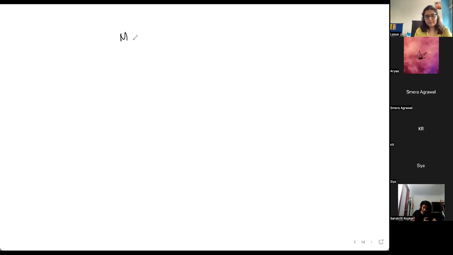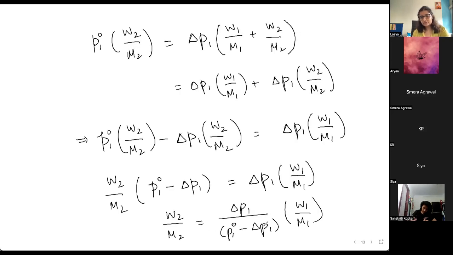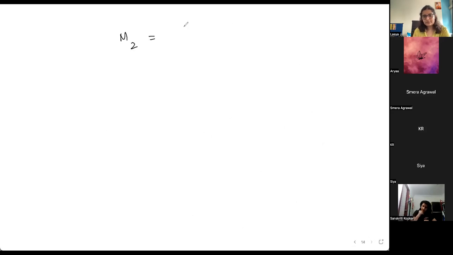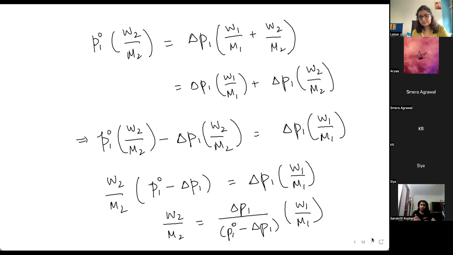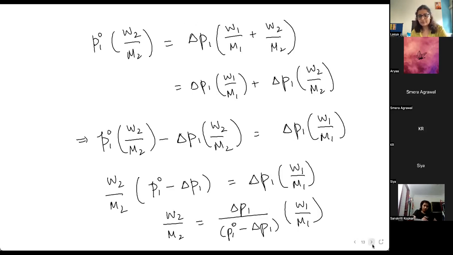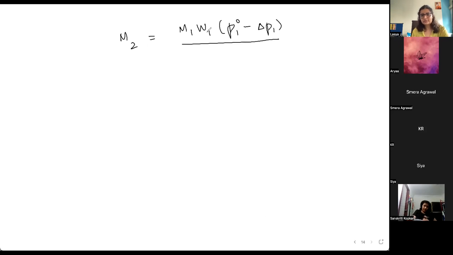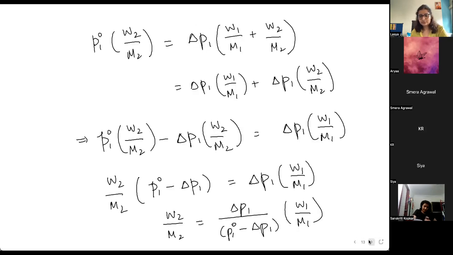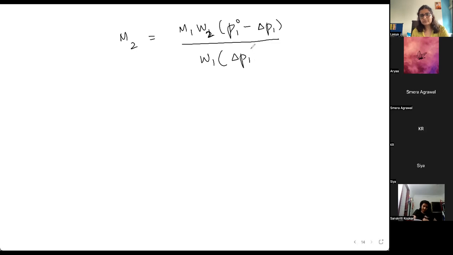So if you want to find the molar mass of the solute, M2 will be equal to, so take this on the side, we get M1 W1 minus delta P1 divided by, numerator mein kya hai? We have W1 to, so this is one formula.